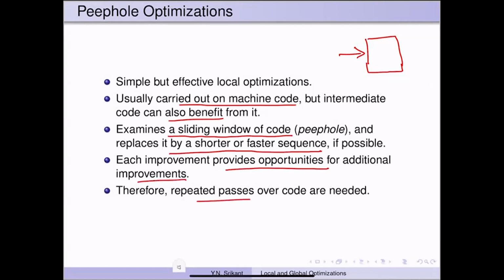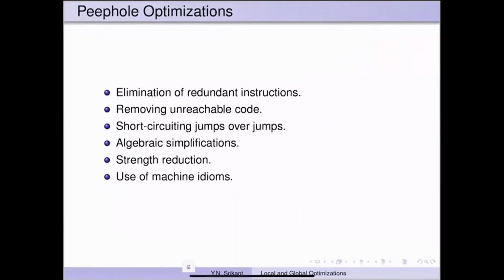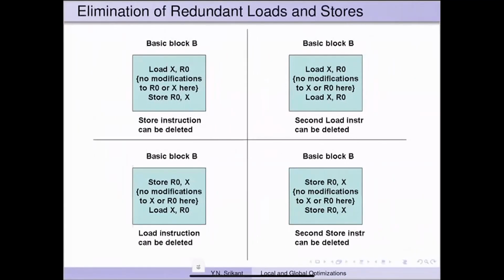Okay, so let's now take examples. Elimination of redundant instructions, removing unreachable code, short circuiting jumps over jumps, algebraic simplifications, strength reduction, use of machine idioms. These are some of the examples. So let us look at one detailed example for each.